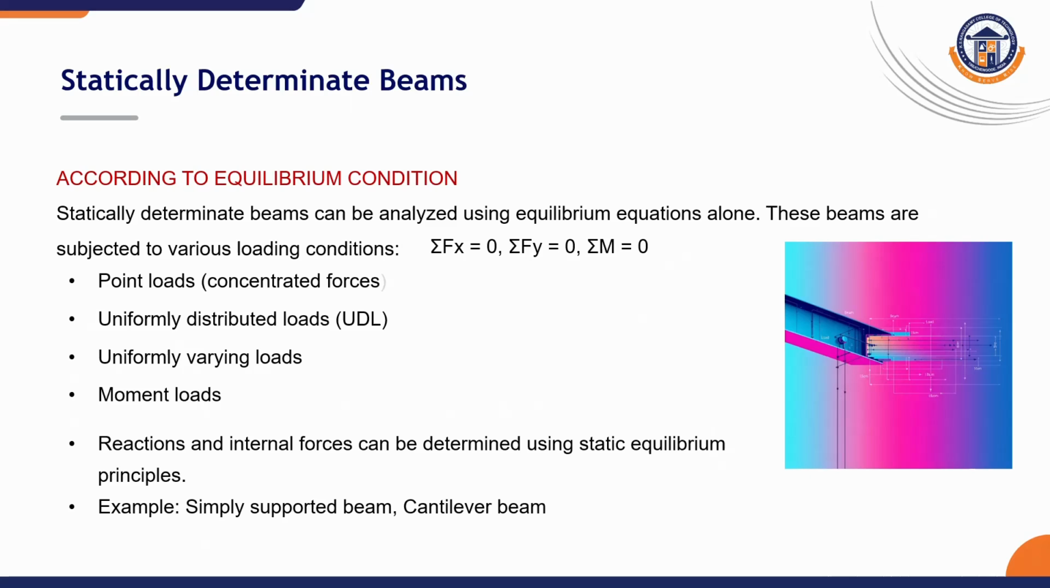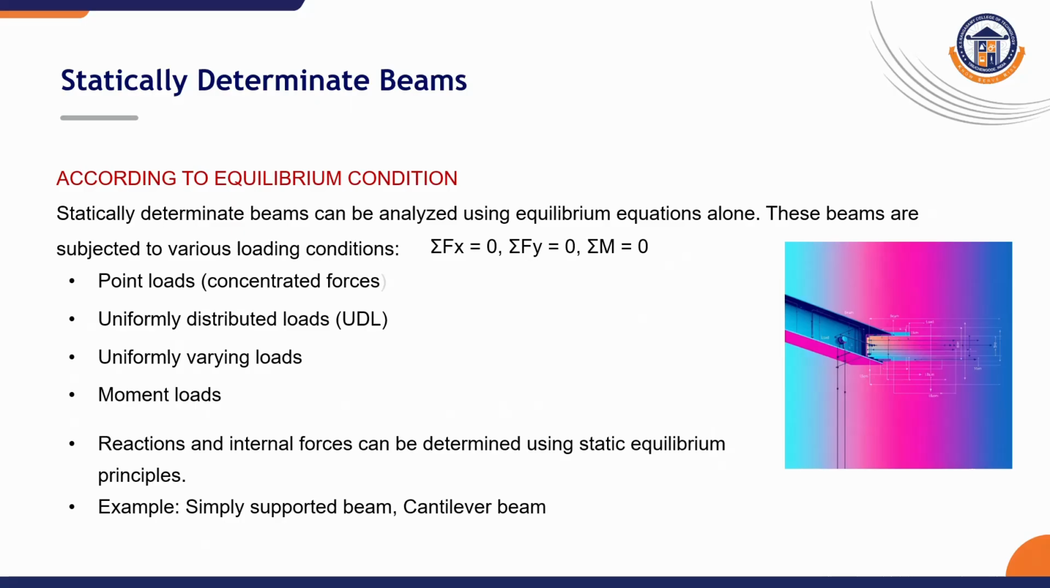Statically determinate beams. According to equilibrium conditions, beams are classified as statically determinate and indeterminate structures. Statically determinate beams are those that can be analyzed using equilibrium equations alone. The equilibrium conditions are summation of force along x direction is 0, summation of force along y direction is 0, and summation of moment is equal to 0. These beams may be subjected to point loads, uniformly distributed load, uniformly varying loads, and moment loads. Examples include simply supported beams and cantilever beams. The reactions and internal forces can be easily calculated in case of statically determinate beams.